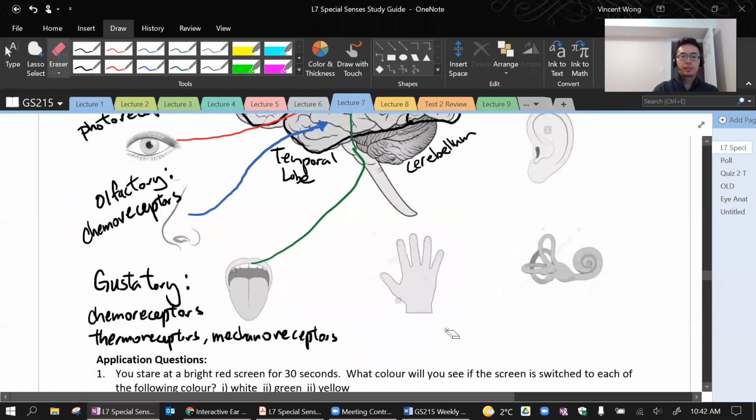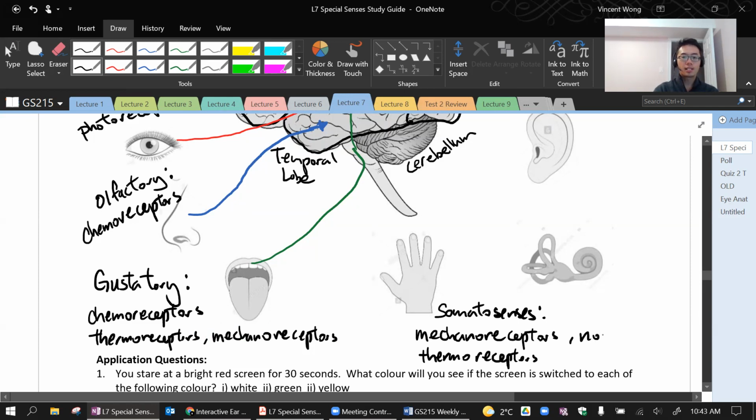The hand, not necessarily just the hand, but the entire body, right? Anywhere covered by skin. This is somatosenses. So the kind of receptors we have would be mechanoreceptors for pressure, thermal receptors, nociceptors. And then deeper into the skin, in the muscle and stuff, we would have something called proprioceptors.